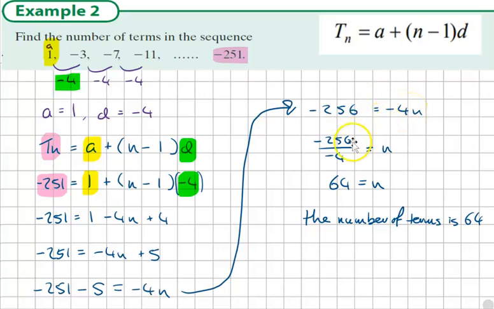And then solving for n, dividing by minus 4. A minus divided by a minus is a plus, and 256 divided by 4 is 64. So the number of terms is 64.